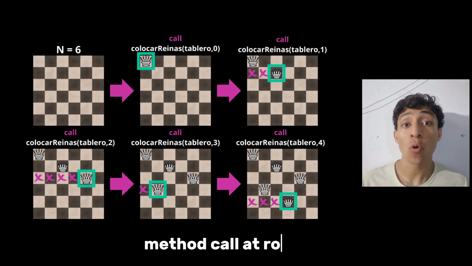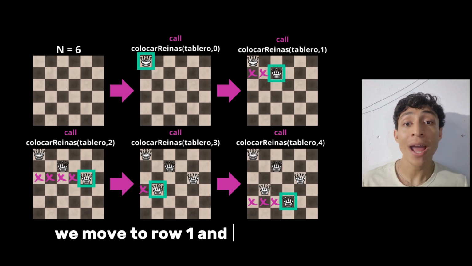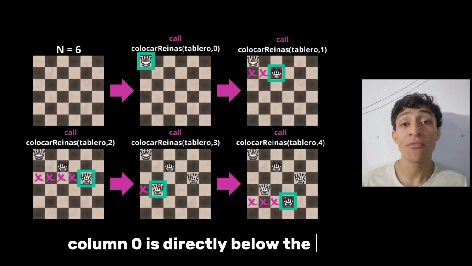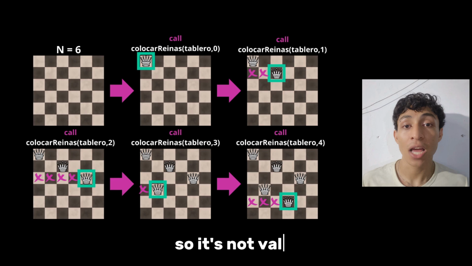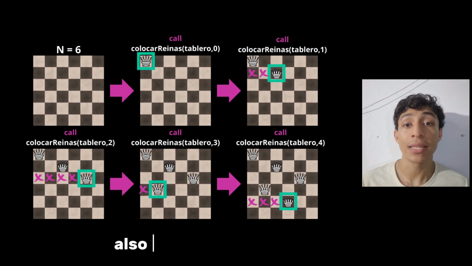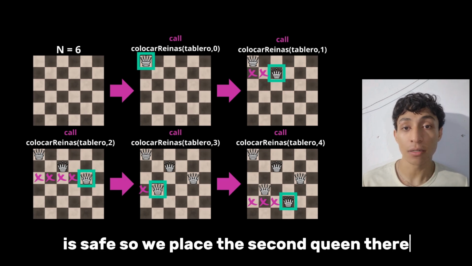Method call at row 1. We move to row 1 and start checking column by column. Column 0 is directly below the first queen, so it's not valid. Column 1 is on the diagonal of the first queen, also invalid. Column 2, however, is safe, so we place the second queen there.